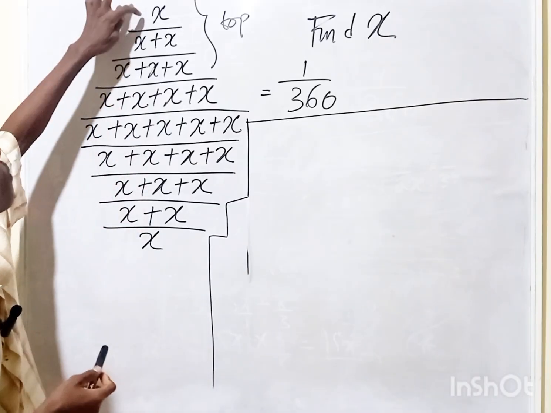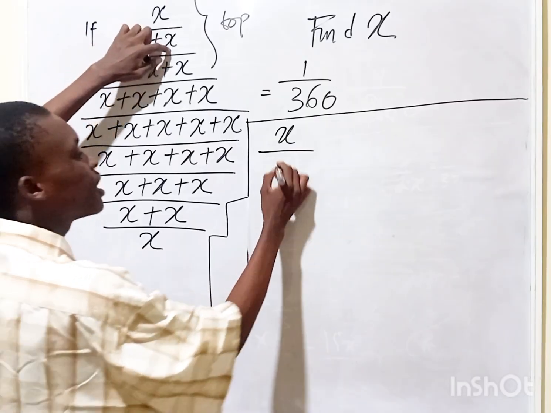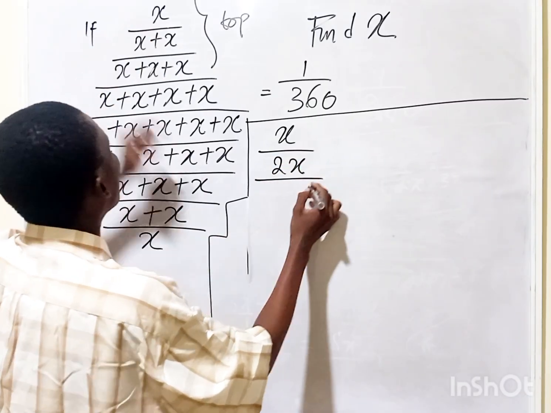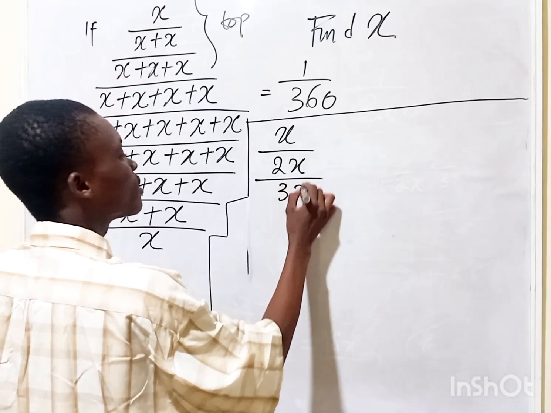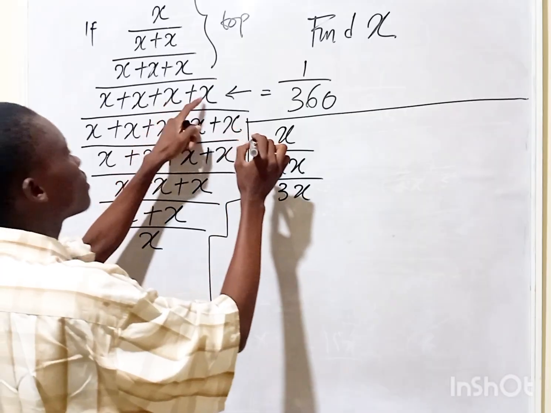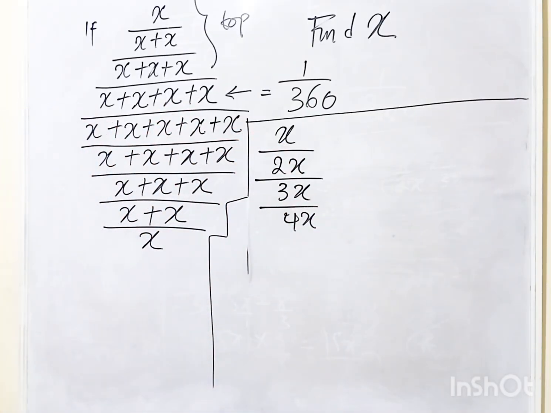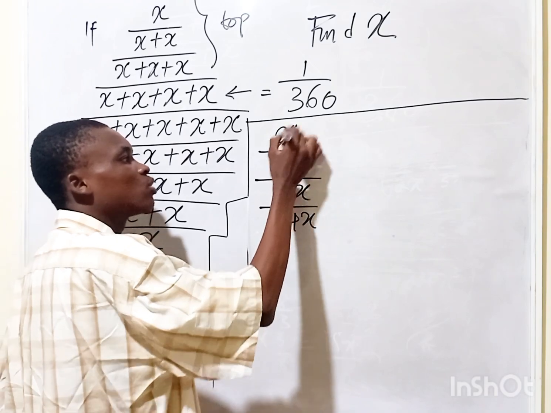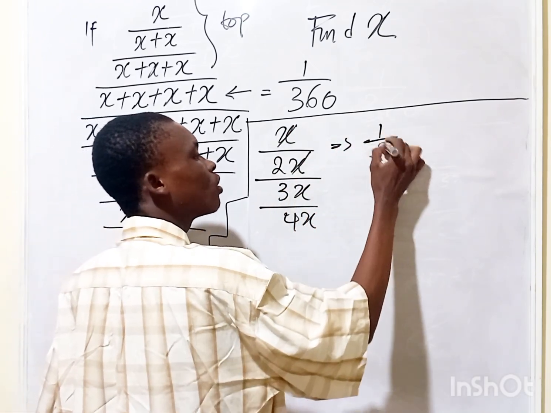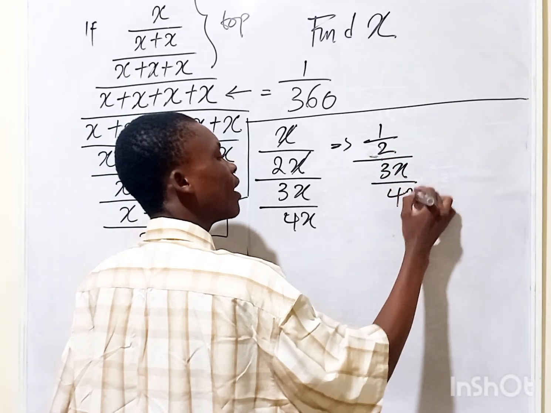From here, we have x there, right? So that's x all over x plus x here gives us 2x. Now, clearly, all over x plus x plus x gives us 3x. We are going to stop here. So x plus x plus x plus x gives us 4x. All right, so clearly, this here can cancel out this one. And we have 1 all over 2, 1 over 2 all over 3x all over 4x.